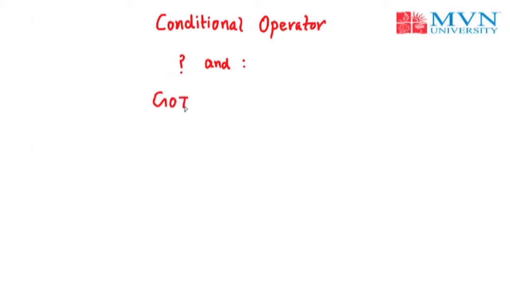The next operator in decision making is the conditional operator. This operator is a combination of question mark and colon. This operator we have already discussed in the operators and expressions. The last statement in decision making and branching is the go-to statement.